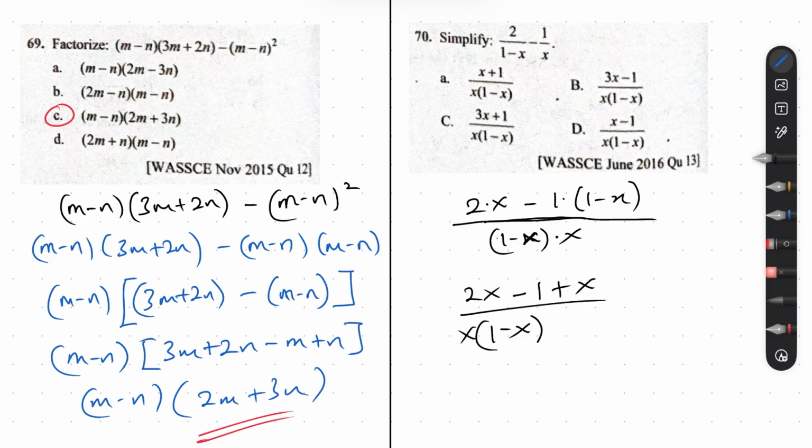Okay, so now when we simplify, what do we have? We have 3x minus 1 all over x multiplying 1 minus x, which is B.